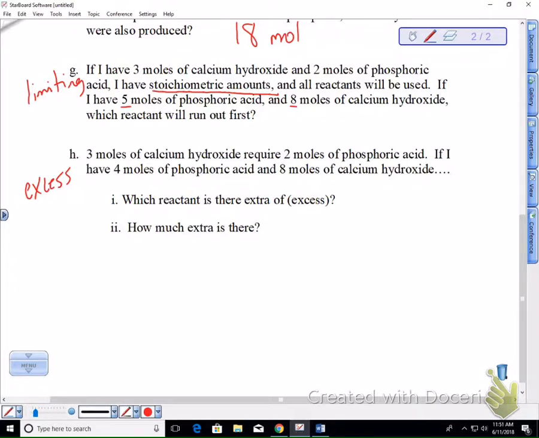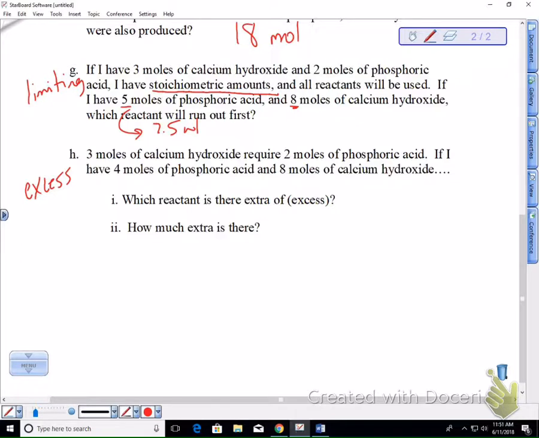If you think about it real quickly, if I have 5 moles of the phosphoric acid, I would need 7.5 moles of the calcium hydroxide. Do you have 7.5 moles? Yeah, you have 8. So that's not going to run out first.